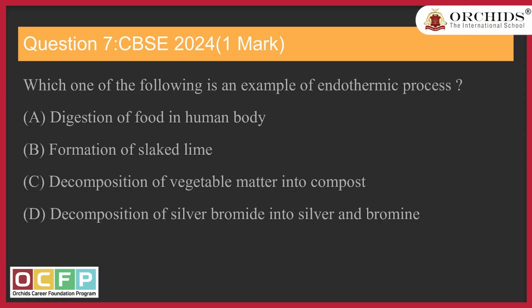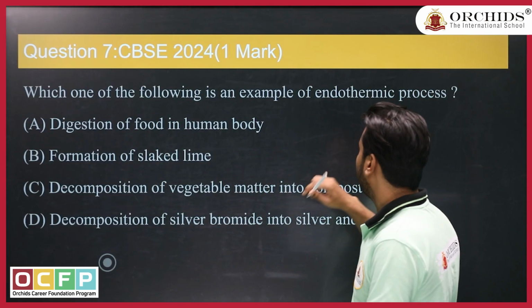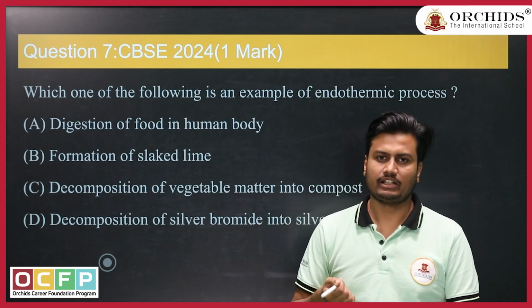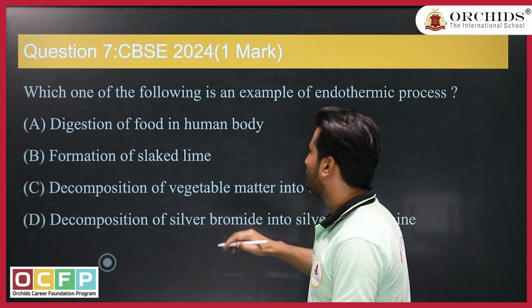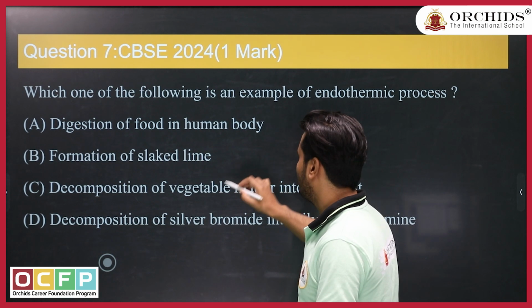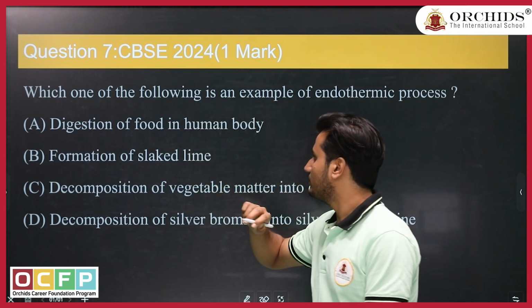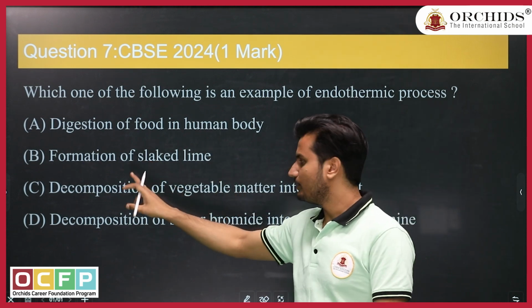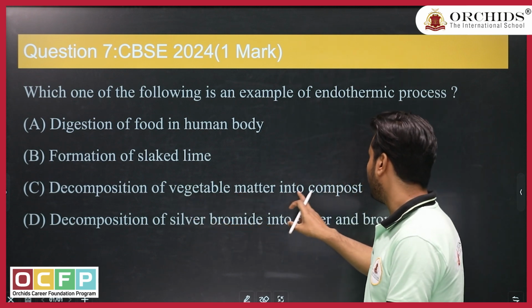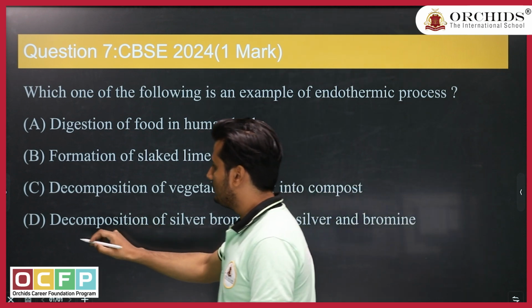Alright. So, we will start our next question, question number 7, that is a 1 mark question asked in 2024. Which of the following is an example of an endothermic reaction? What is an endothermic reaction? The reaction in which heat is absorbed during the reaction. Digestion of food in a human body is an exothermic reaction because energy is produced. Formation of slaked lime is also an exothermic reaction because heat is produced. Decomposition of vegetable matter into compost is also an exothermic reaction. So, what is our correct option?